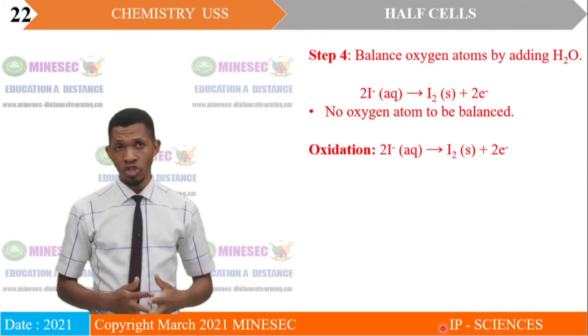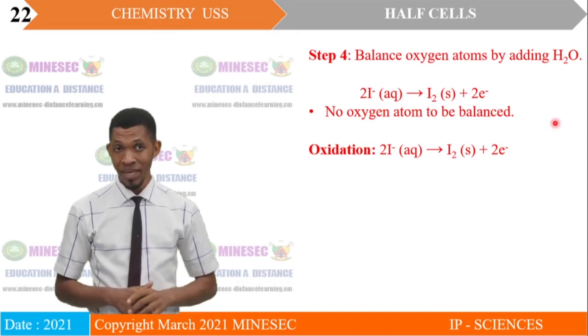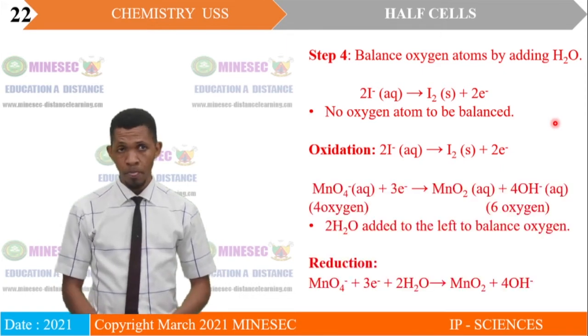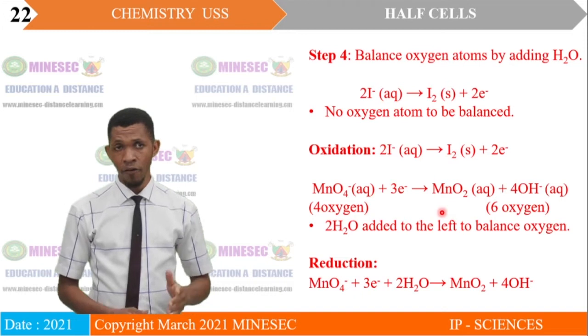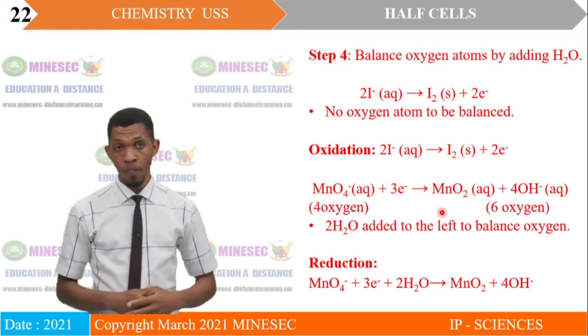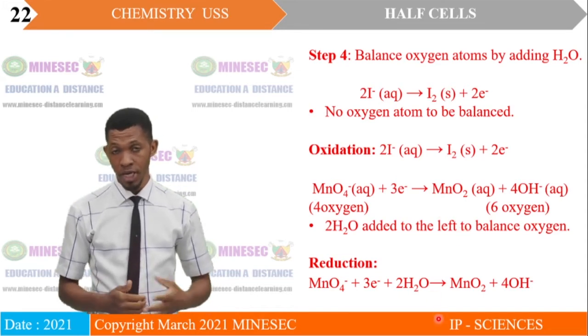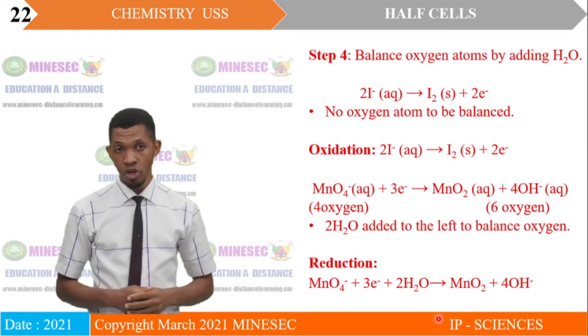Step 4, balance oxygen atoms by adding water. Now, in the oxidation half equation, there are no oxygen atoms, so no water will be added. So the oxidation half equation remains 2 iodide giving iodine plus 2 electrons. In the reduction half equation, there are 4 oxygen atoms to the left, and 6 oxygen atoms to the right. And so 2 water molecules will be added to the left to balance the oxygen. And so the reduction half equation becomes permanganate plus 3 electrons plus 2 water to give manganese 4 oxide plus 4 hydroxide ions.